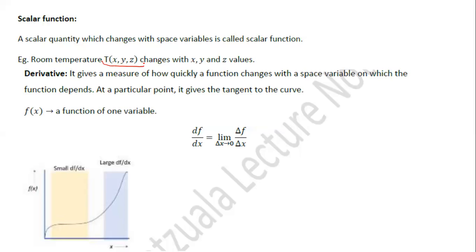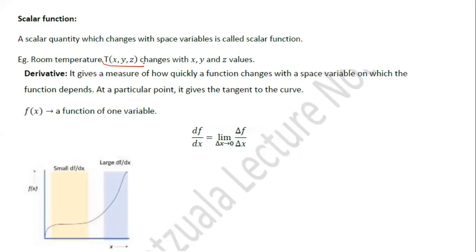So suppose you are sitting somewhere on your table and your body is generating heat. So just near your body surface, the temperature might be a little bit higher. But if you move a little bit away from your body surface, then the room temperature will slightly fall down, but to a very, very small fraction of degrees Celsius. So like that, it depends on where you are measuring the x, y, and z value. So those kind of scalar quantities which vary with space are called scalar function.